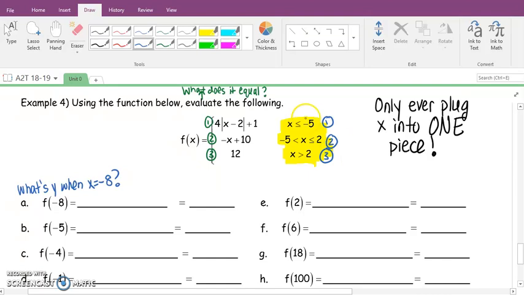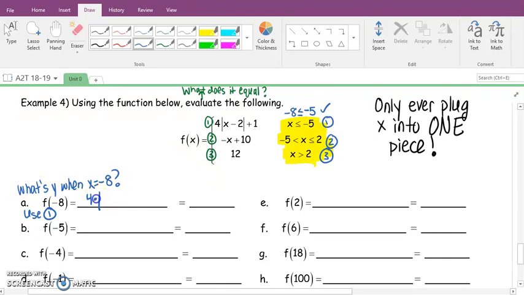Alright, so I'll start with this first one. Is -8 less than or equal to -5? Well, since -8 is more negative, that means it is smaller than -5, so this one checks out. So I know I'm going to use equation 1 in order to plug this in. So I don't even have to test the other ones since this first one worked. I'm just going to plug it into my first equation.